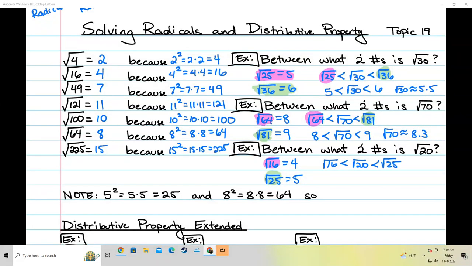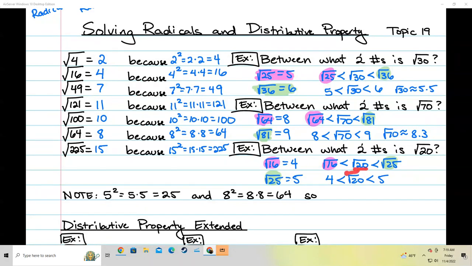I don't know the square root of 20, right? But I do know the square root of 16, and I do know the square root of 25. The square root of 16 is just 4. It's less than the square root of 20. It's less than the square root of, I'm sorry, the square root of 25 is just 5. And I forgot to highlight this. This is too high. This is too low. So my answer has to be somewhere between 4 and 5.